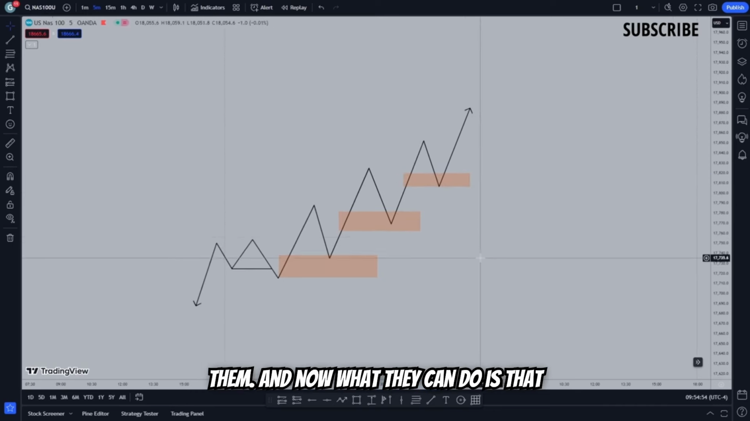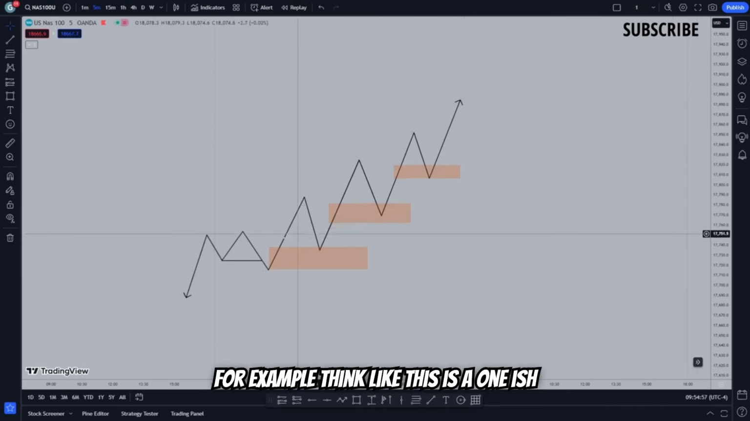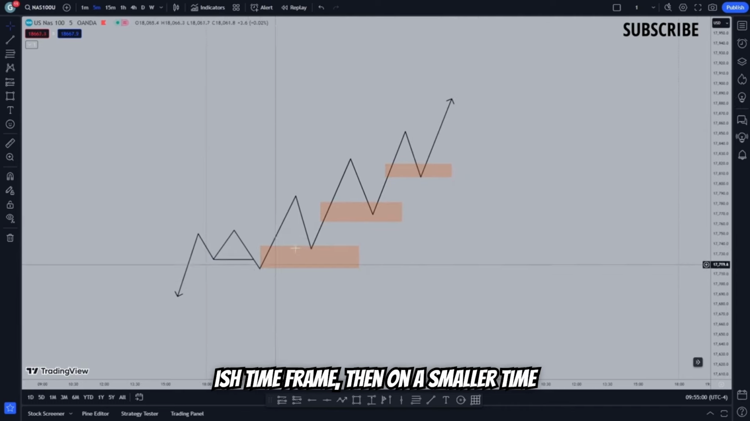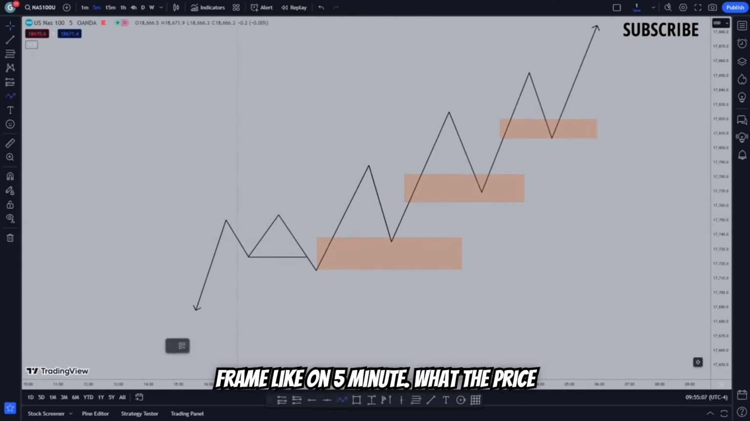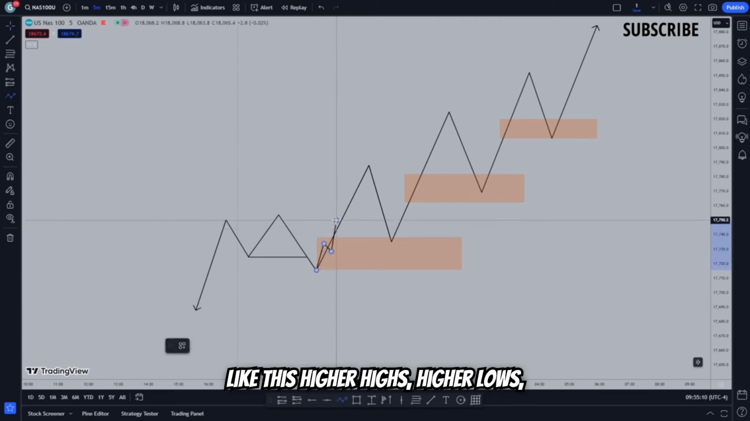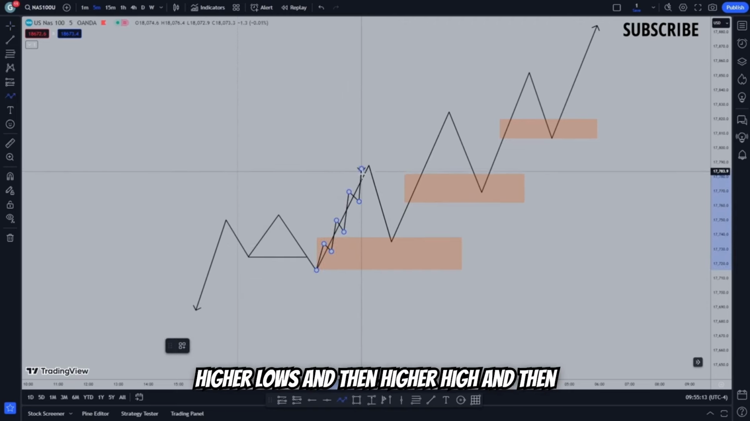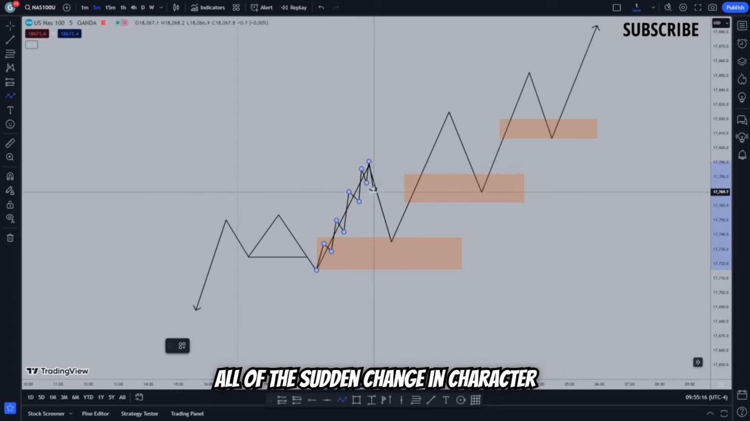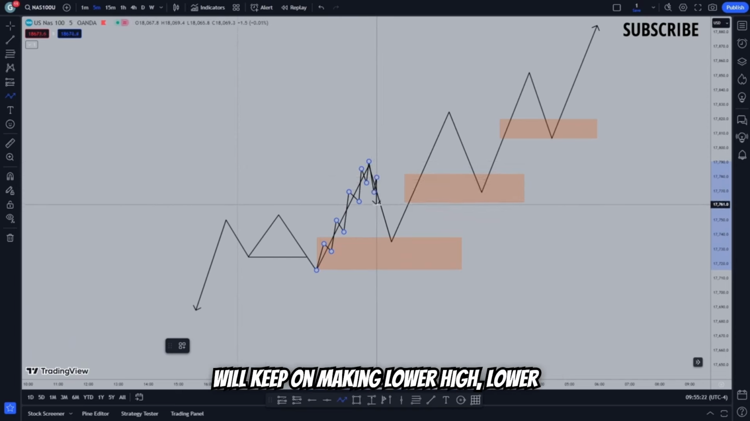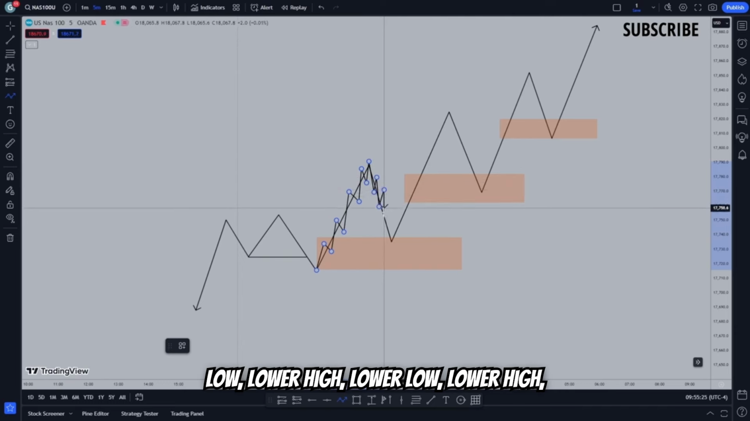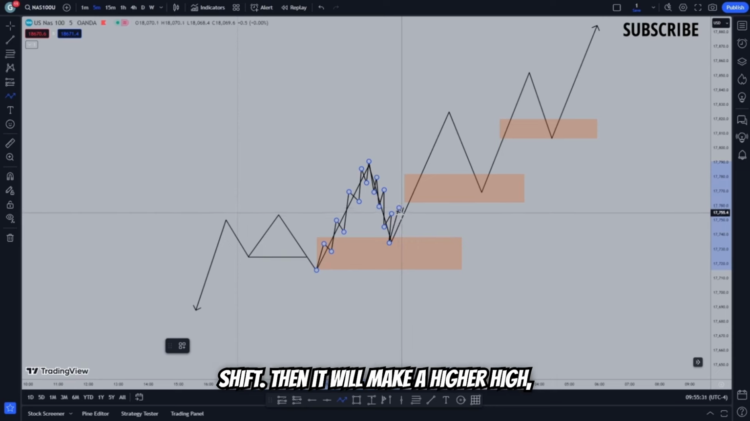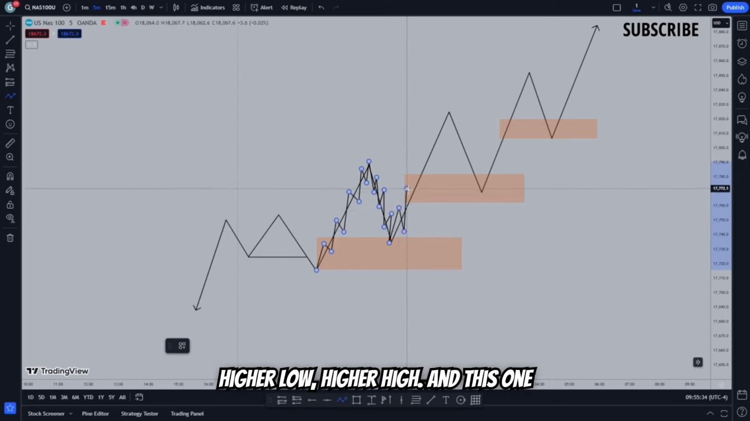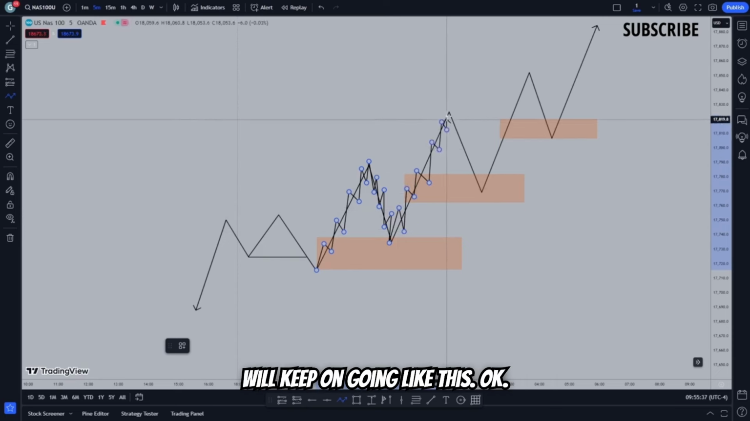Now, for example, think of this as a 1 hour time frame. On a smaller time frame, like 5 minute, the price will create something like this: higher highs, higher lows, higher highs, higher lows, and then a higher high, and then all of a sudden a change in character, a market structure shift. Then it will keep on making lower high, lower low, lower high, lower low, and then all of a sudden there will be another market structure shift, then it will make a higher high, higher low, higher high, and keep on going like this.